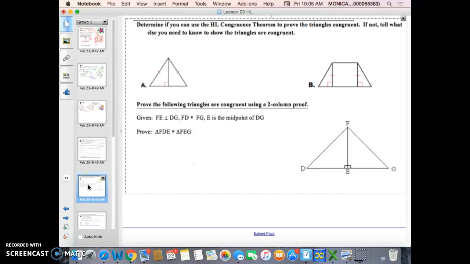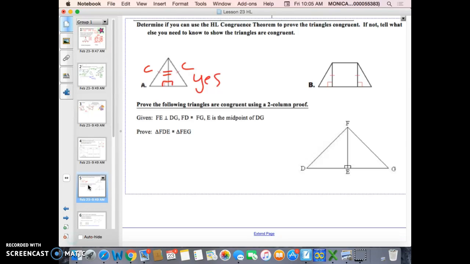Okay, so let's see if we can use the HL congruence theorem to prove the triangles are congruent. If not, you have to discuss what else we need to know. The first thing I know is that if this is a 90-degree angle on this side, then this one also is going to be a 90-degree angle, because they're adjacent angles and they have to add up to 180. Then I also know this side is C and this side is C. However, what information they did not give me is another. Oh, they did actually. I'm sorry, I had to look closer. This side as well is going to be congruent, and that's going to be my leg. So yes, you can use HL in this case.